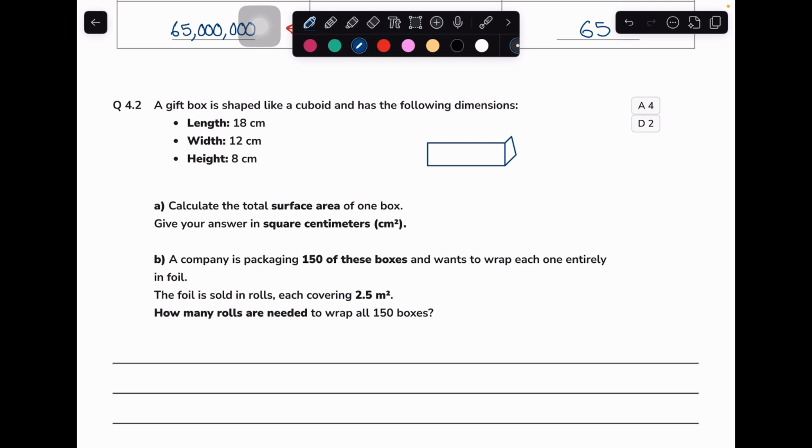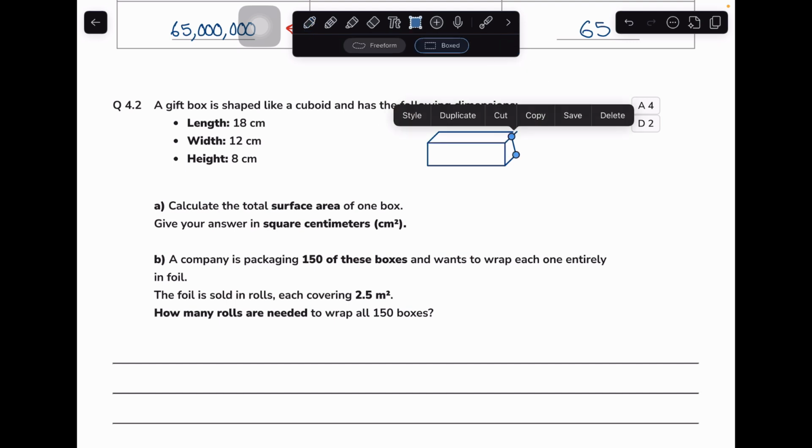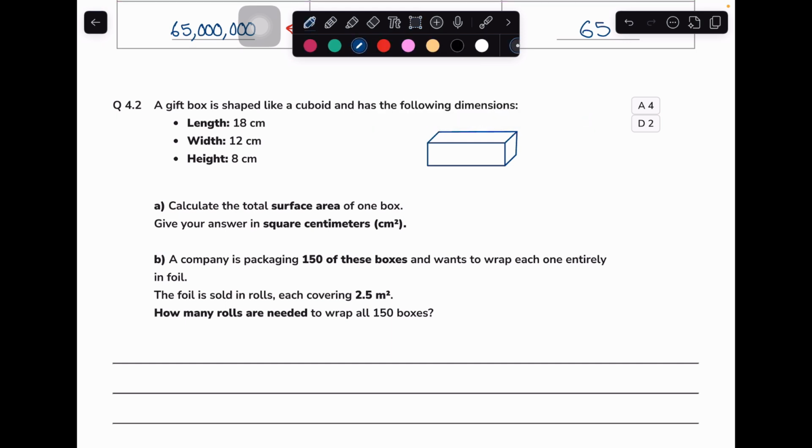It's terrible, but I'm not an artist, as we all know. Okay, let's just sort this out a little bit. I can't have it that terrible. Okay, and then there we go. Right, so number our sides. Okay, and let me label.